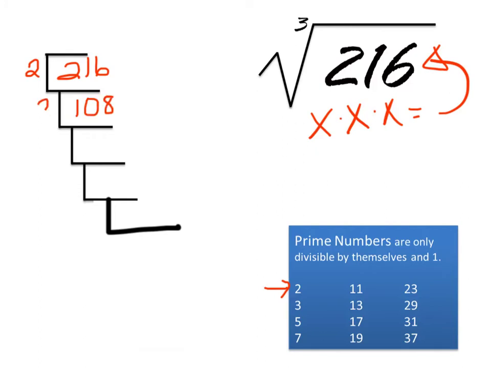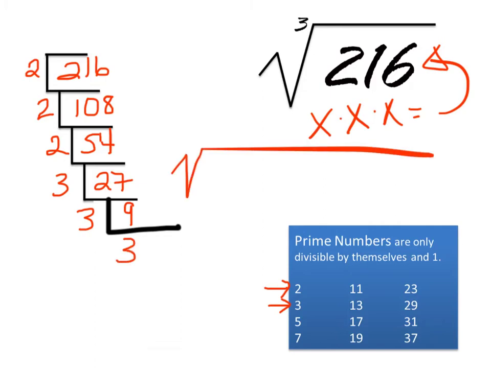Again, it's an even number, divisible by 2. We get 54. Again, an even number, divisible by 2. We get 27. 27 is not divisible by 2, so we have to go down to 3. 3 goes into 27, 9. 3 goes into 9, 3. So, if we were to rewrite that, we would have 2 times 2 times 2 times 3 times 3 times 3.